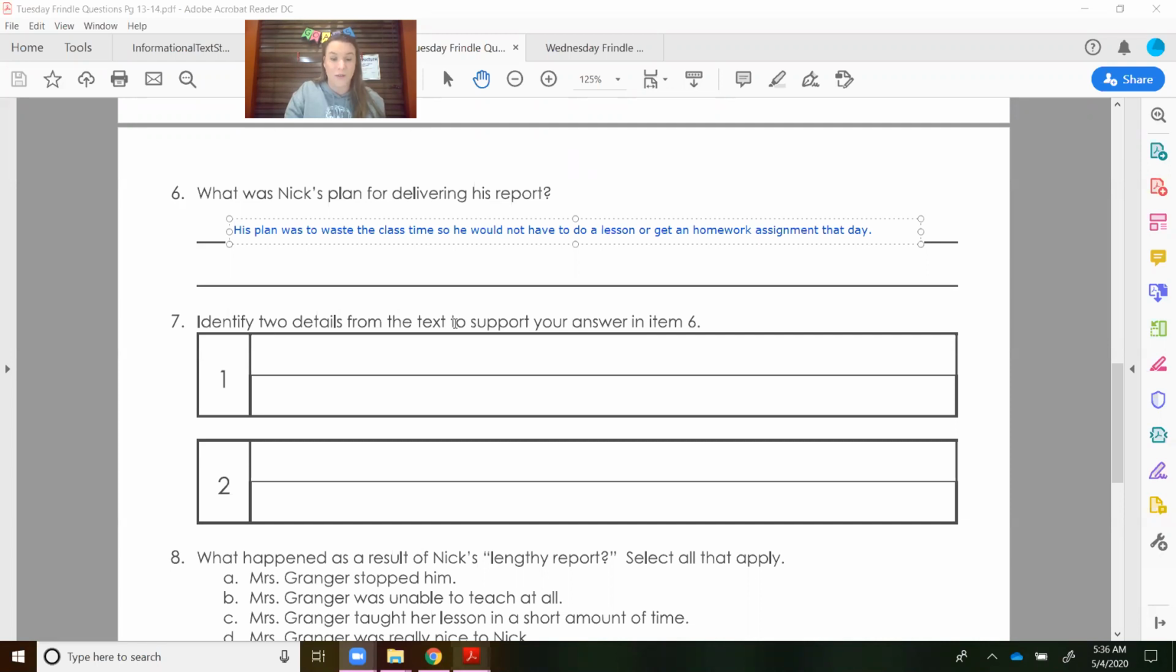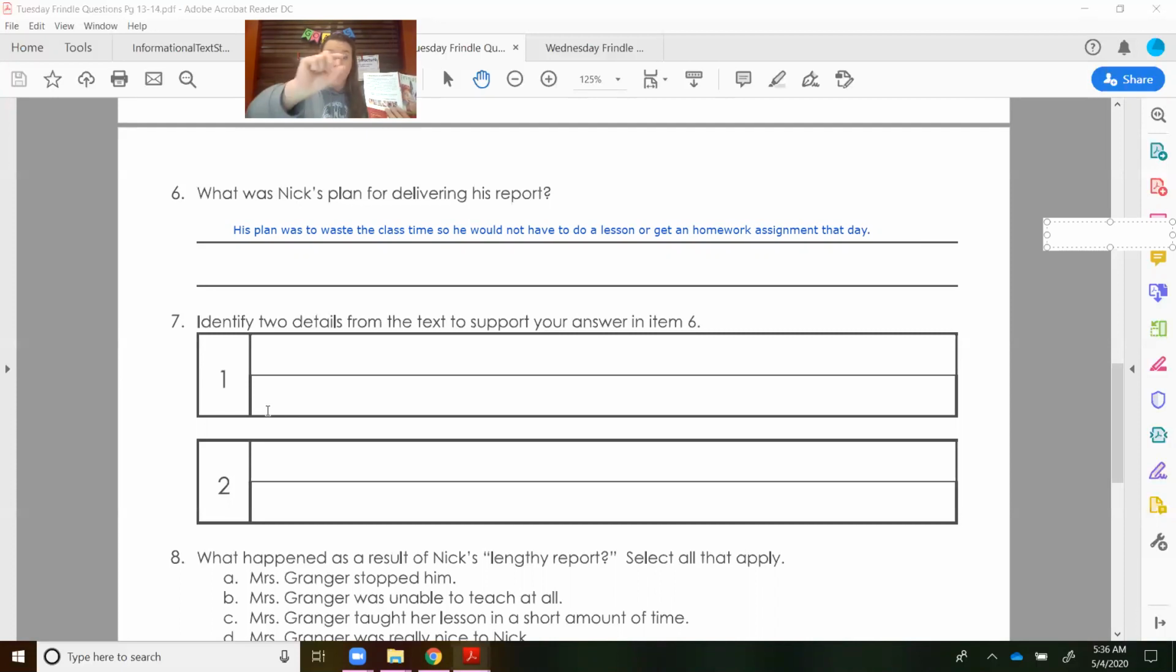Identify 2 details from the text to support your answer in this item. All right, so again, I told you he was trying to waste his time. So now we have to go back and look in the text. How do I know he was trying to waste the time? I have to find two details in the text that support my answer. This is what I tell you guys to do when I tell you to go back and look in the text. You're actually now supporting your answer. So this is what I want you to do when you answer those open questions at the end of your test. You answer the question.